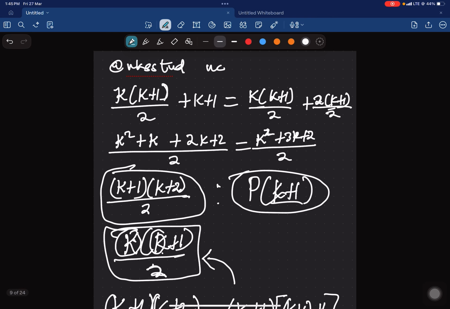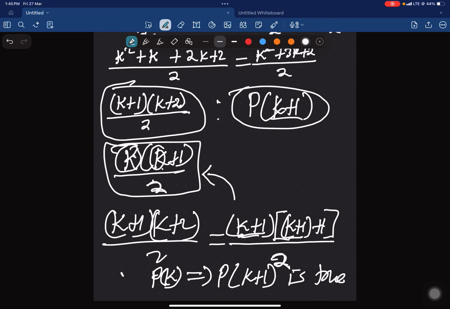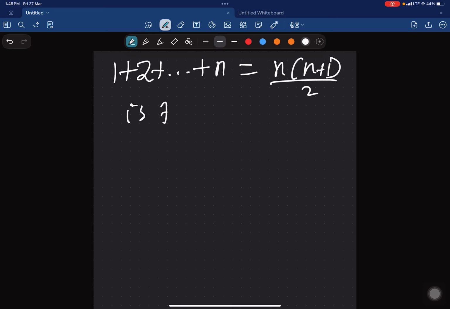So once we're able to verify this implication, it means that 1 plus 2 plus up to n equals n into n plus 1 over 2 is true for all n belonging to what? The positive integers, a set where the members are positive integers. Okay, so now let's take another example.